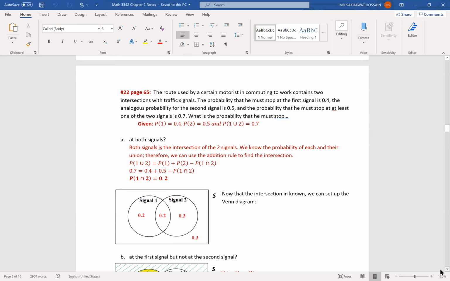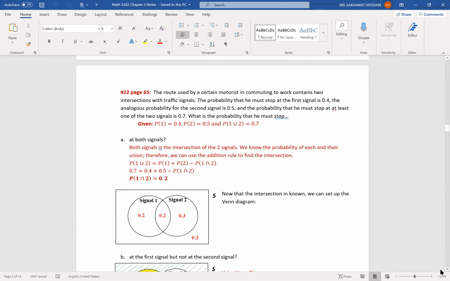And the motorist will stop at the second signal, the probability is 0.5. So the probability that he must stop at least one of the two signals. So at least one of the two. So that means the person will either stop at the first signal or at the second signal, or the person might stop at both signals. So this probability is 0.7.